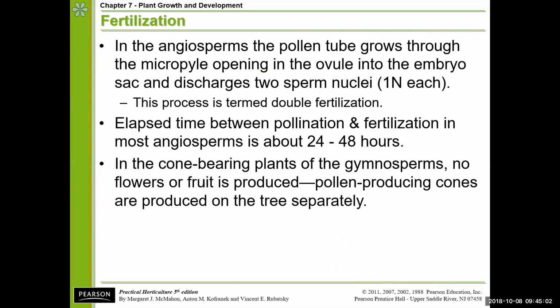Let's skip over a little bit here. But just note that in the gymnosperms, the cone-bearing plants, pollination is done by cones versus flowers, so it's slightly different. They evolved a little bit earlier than the flowering plants and were an important stepping stone in the evolution of plants.